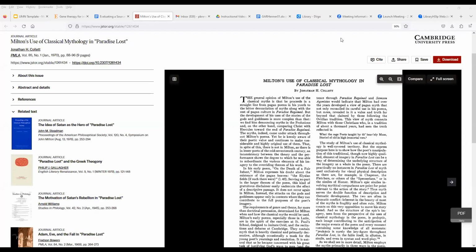Here's an article on Milton and the novel Paradise Lost. It's a fascinating examination of mythology within the pages of the book, but has very little to do with our topic of the novel's initial reception in the 17th century, which is the focus of our research.